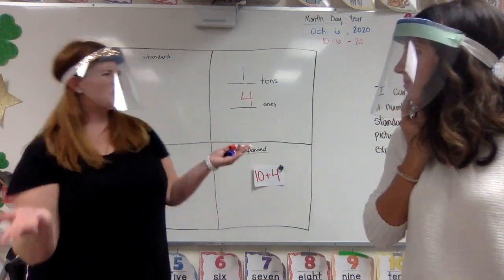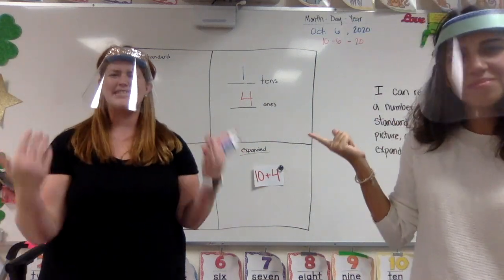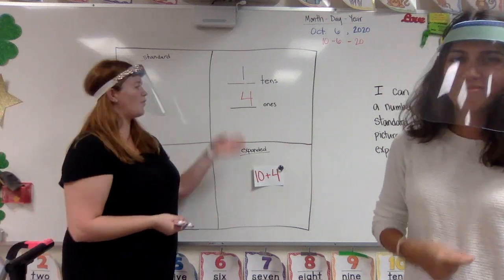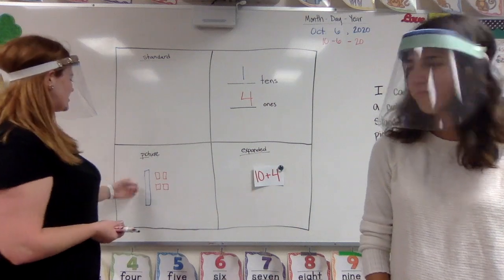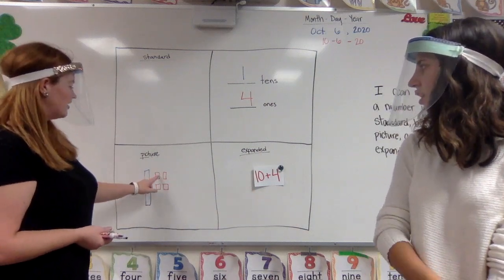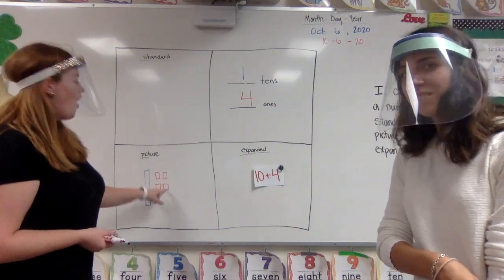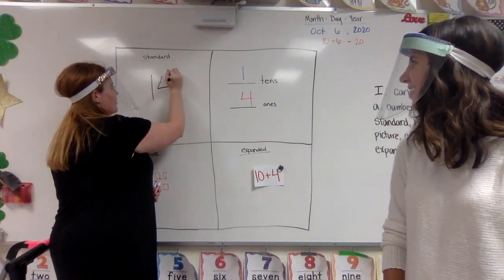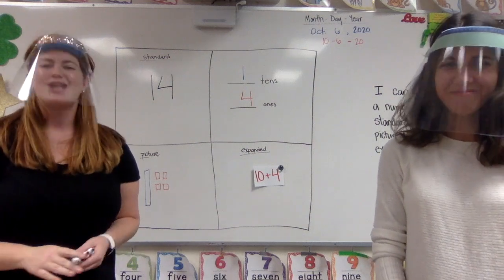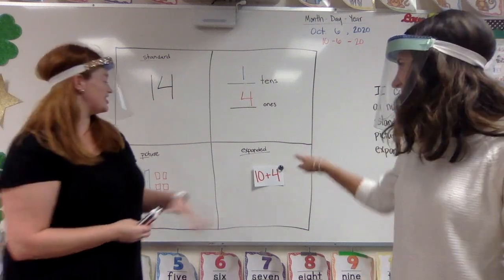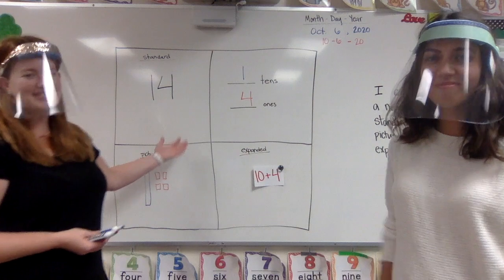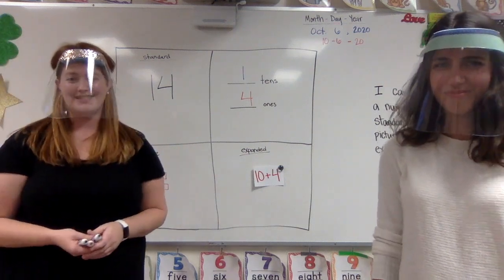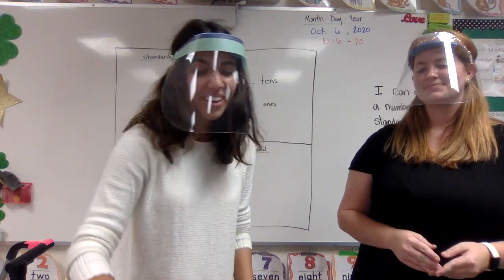Now it's kind of a little bit easier for me to see what my standard form of this number would be. If I can't tell from my expanded form or my 10s and 1s, I can see, well, this is 10, 11, 12, 13, 14. The standard form of my number is 14. So even though I started with expanded form, I was still able to determine what number it was and the other forms.